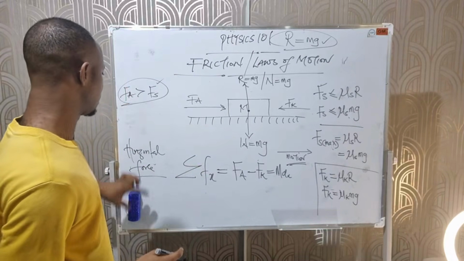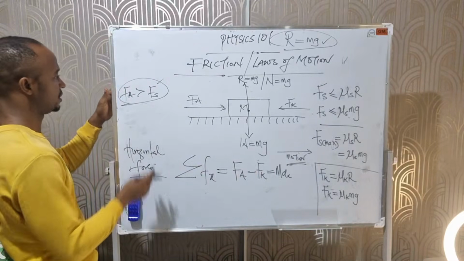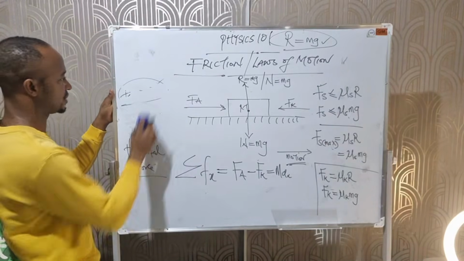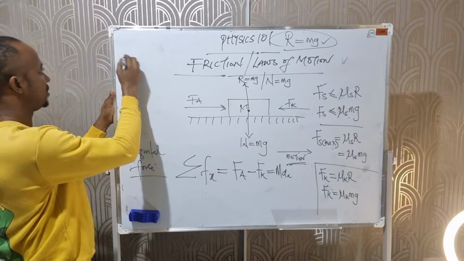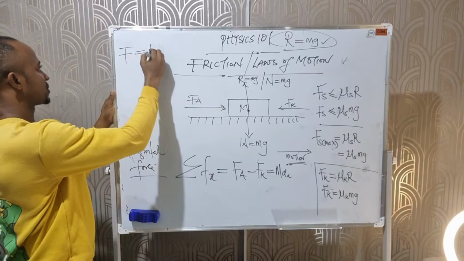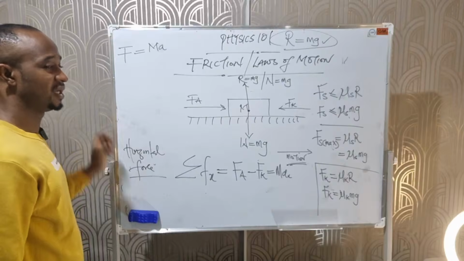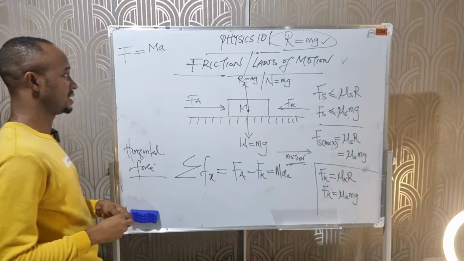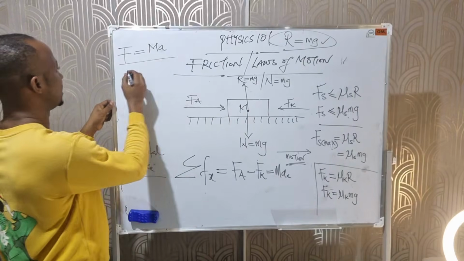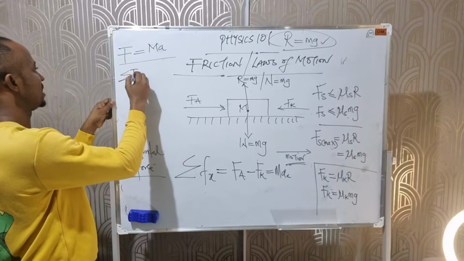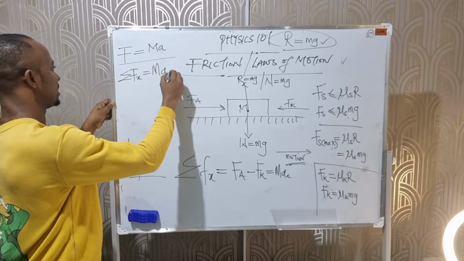This is where Newton comes in now. Newton's second law of motion, which is called the law of acceleration of a body, says that force equals mass times acceleration. I mean, the rate of change of momentum is equal to the applied force. So from there, the sum of any forces along the x-axis will be mass times acceleration along the x-axis.